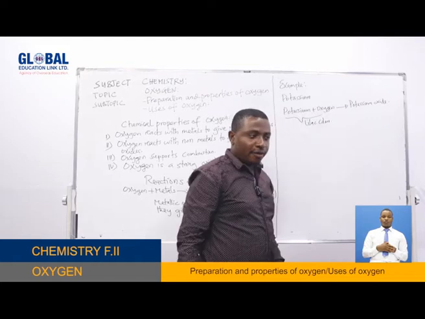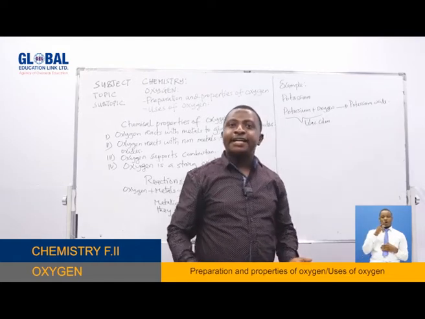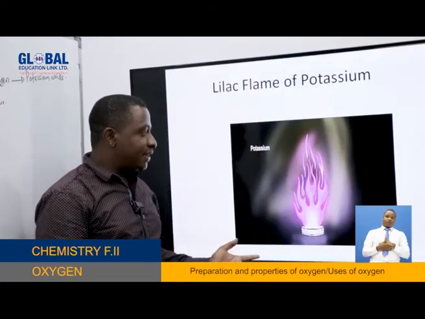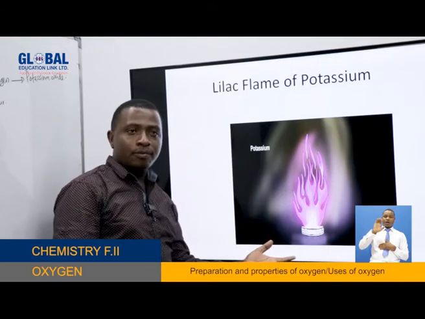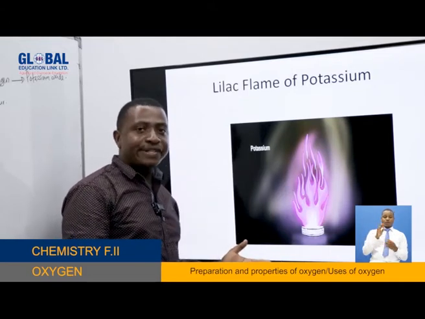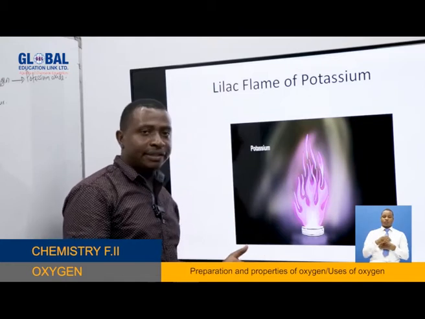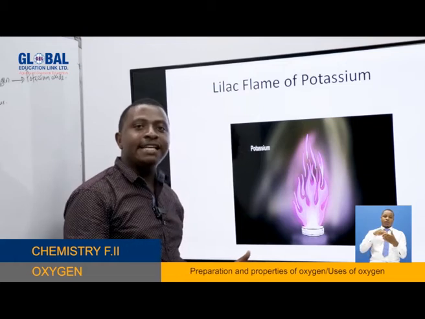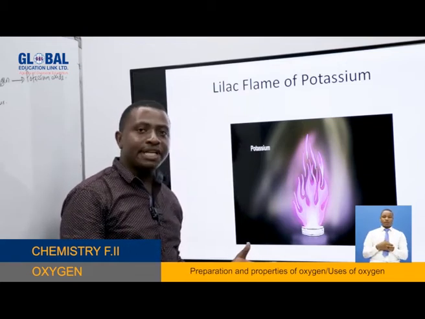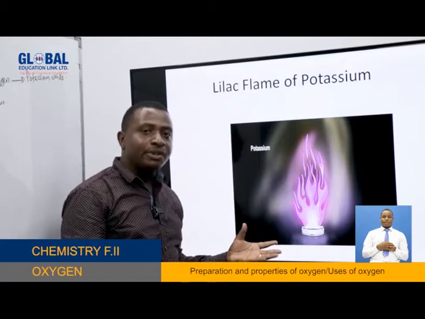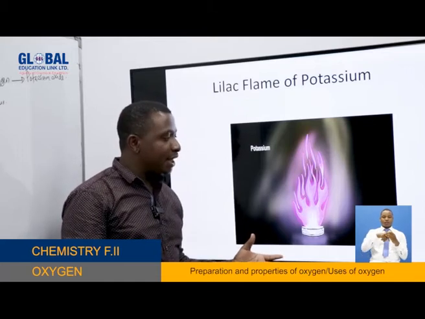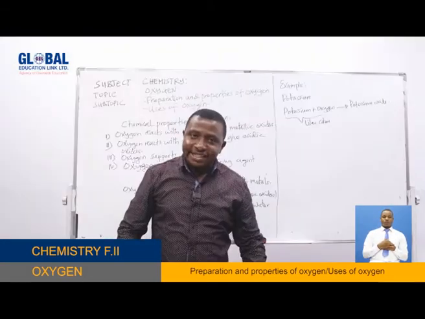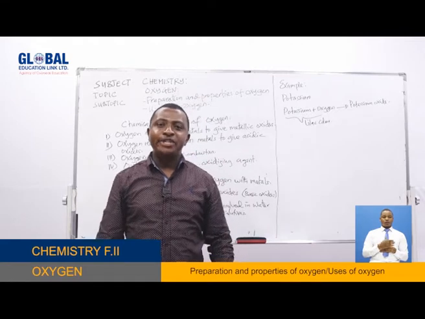Now let us go and see a lilac color flame. How does it look like? Dear student, this is a kind of flame whereby potassium burns in oxygen. So when potassium is burning, it forms this kind of flame with this color. This is a lilac flame of burning potassium with the oxygen. So when potassium is burnt with oxygen, it burns with this kind of flame. This is the lilac flame. Let us now see another metal.